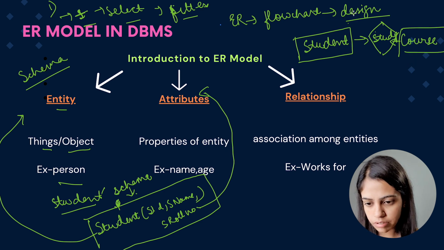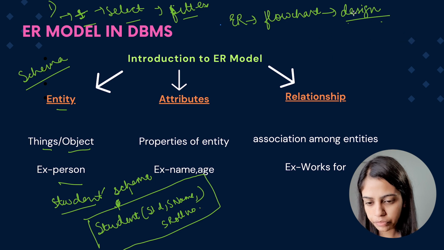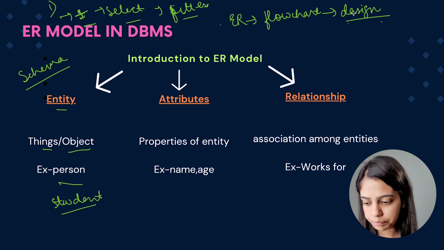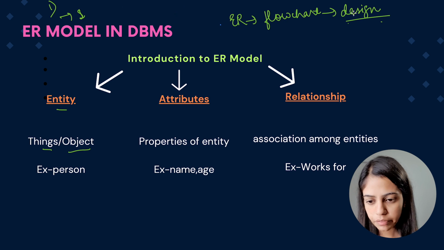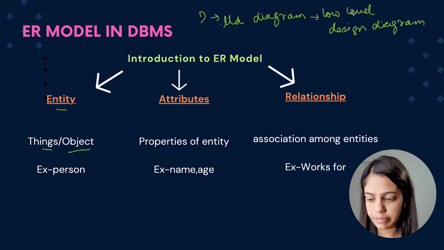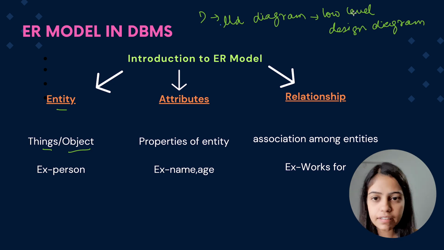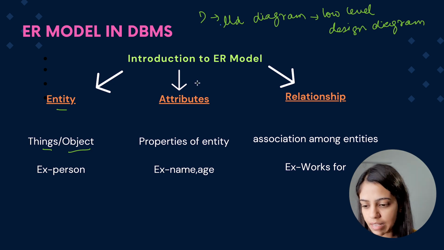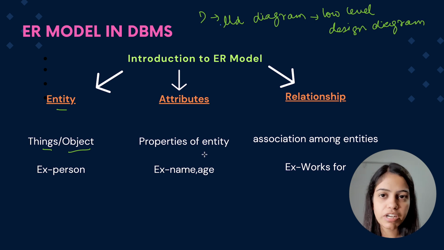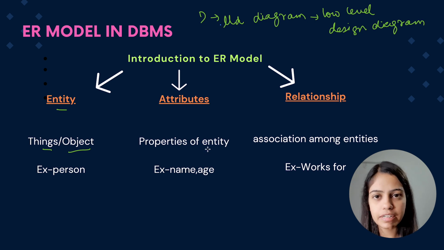So let me just clear the screen and let's go one by one. Introduction to ER model. Things or objects are called entities. Example, person. Attributes are properties of entities or characteristics of entities, such as name, age, student ID and much more. Relationship is the association among the entities, such as works for or studies, and much more.